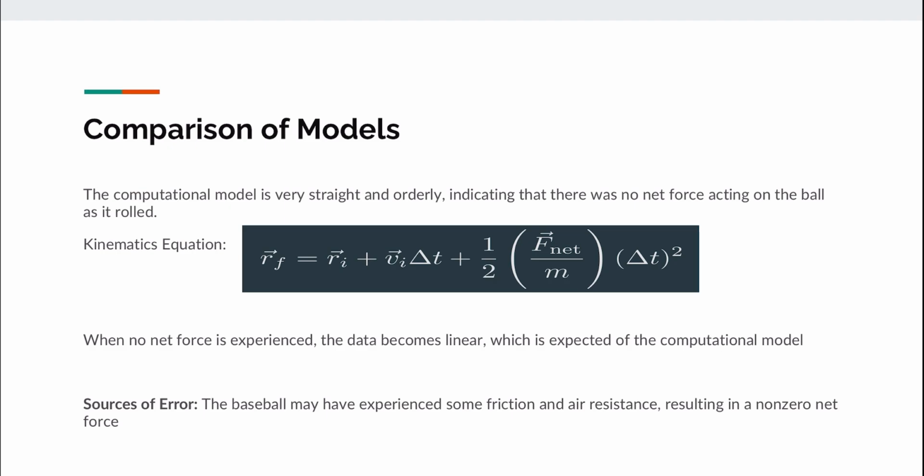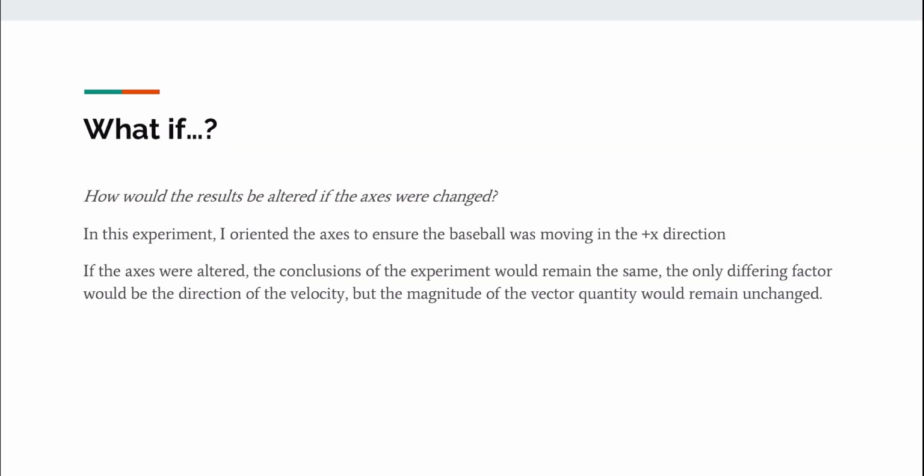This aligns with the kinematics equation below. If you set net force equal to 0, mass and delta t will cancel out, leaving a perfectly linear model. One possible source of this error is the existence of non-negligible friction and air resistance. The existence of either of these two will result in a non-constant velocity and indicate the presence of a net force.